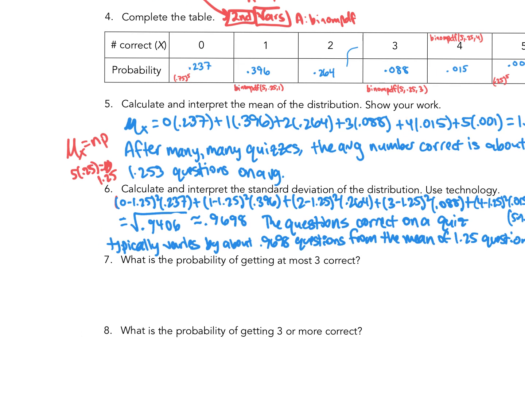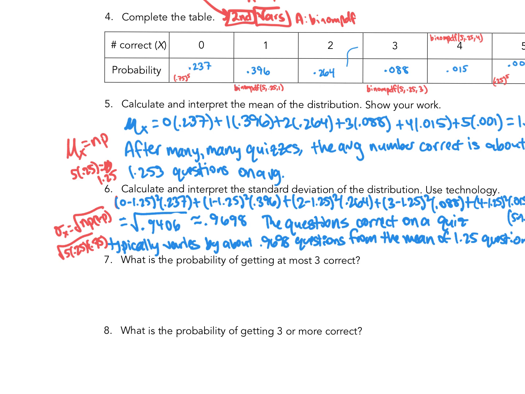Now, if we look at our formula sheet, we would find the standard deviation of a binomial distribution is the square root of n times p times q, or 1 minus p. So if I take the square root of 5 times 0.25 times 0.75, I should get approximately the same value, which is 0.968.